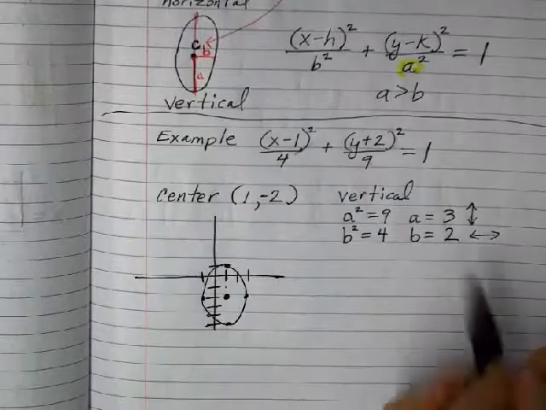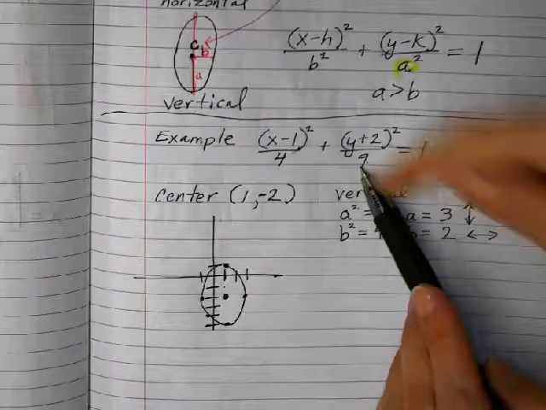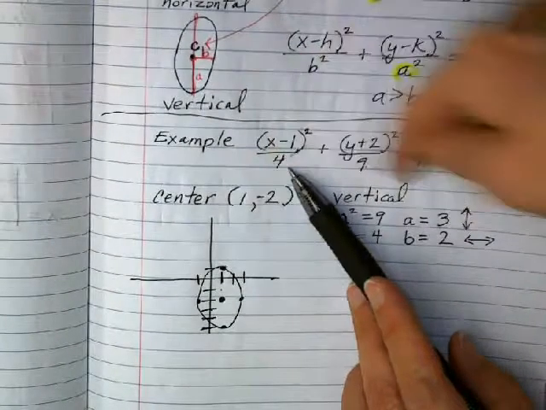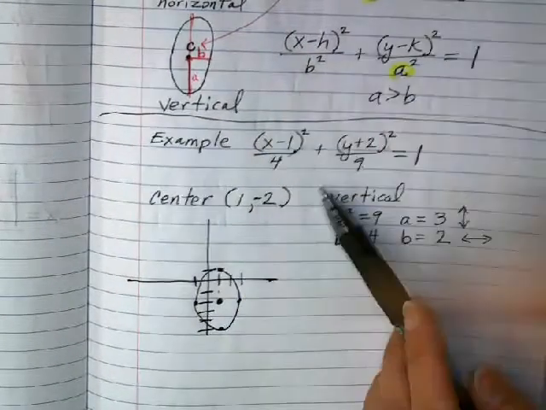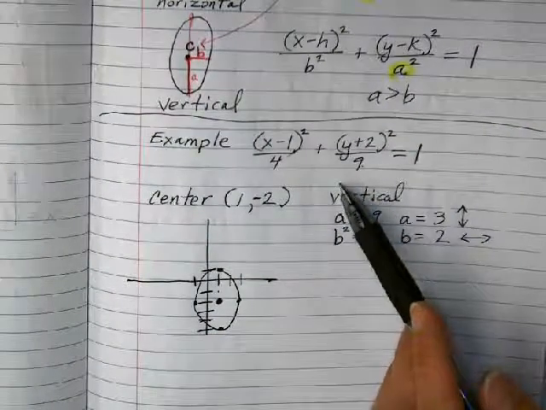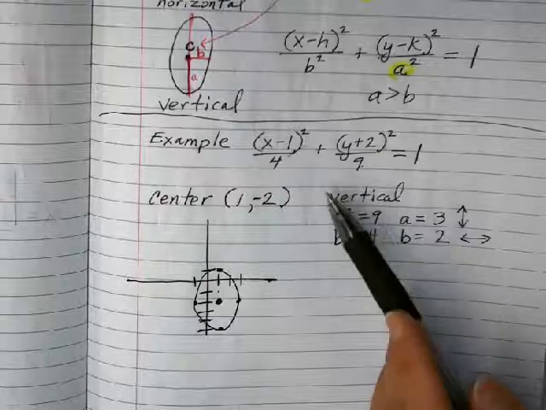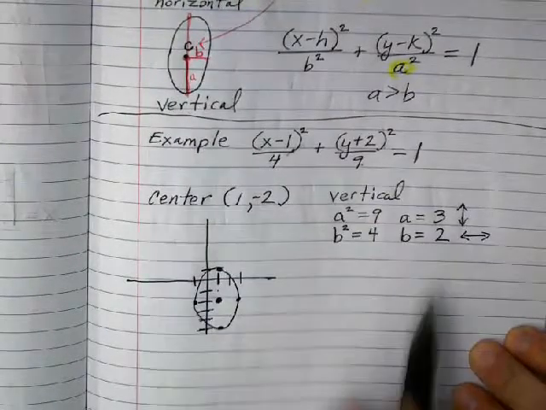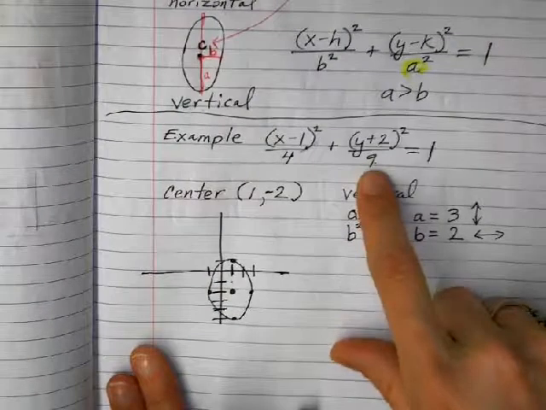So just remember the bigger number. If the 9 and the 4 would have been switched, then it would have been more horizontal. It would have been longer side to side. I would have gone 3 this way and 3 this way, and 2 up and down, and made it more oval horizontal. But since the bigger number was under the second fraction, it's vertical.